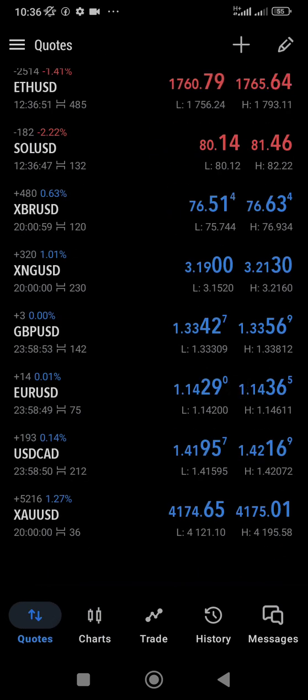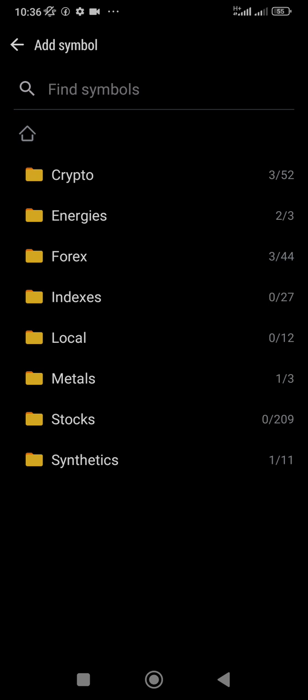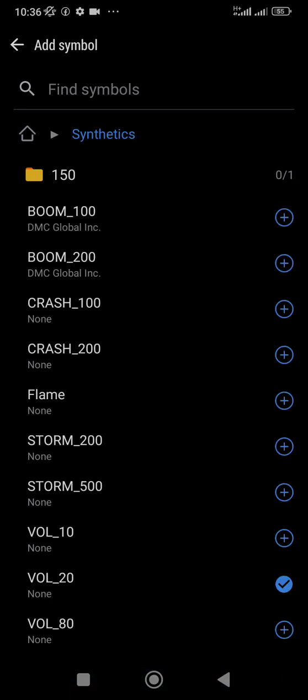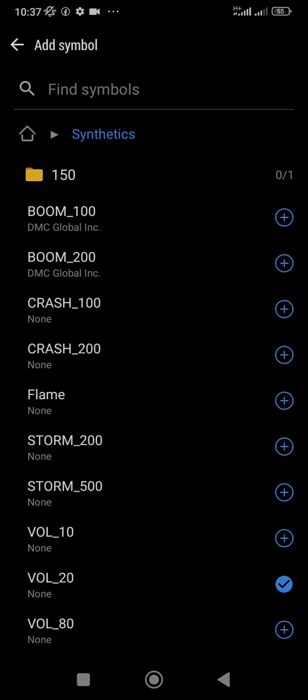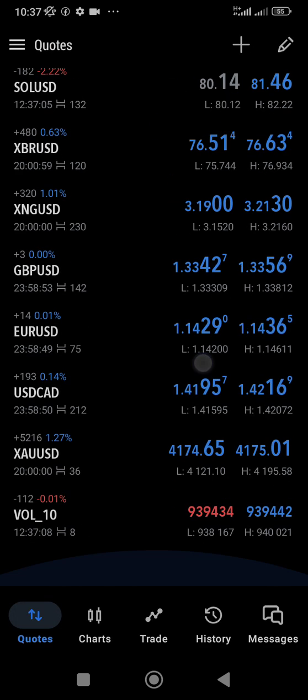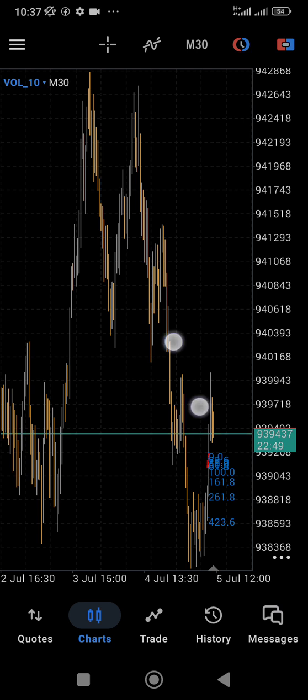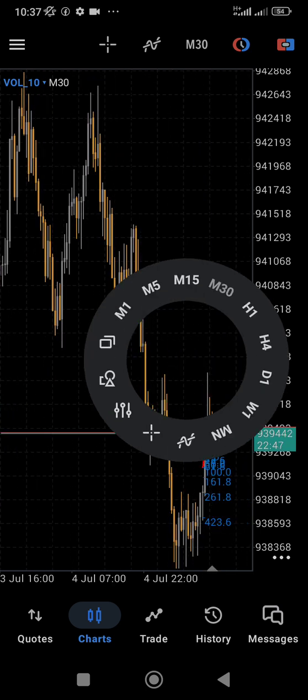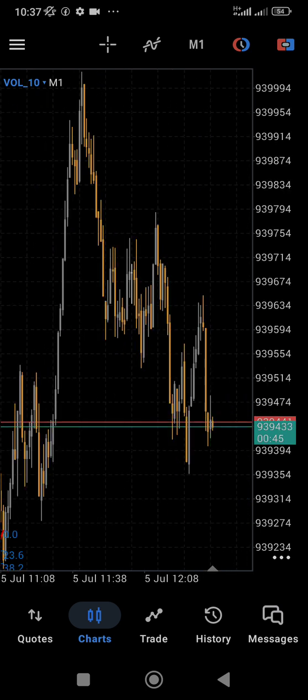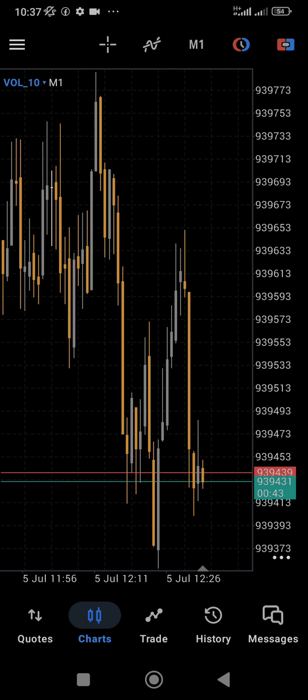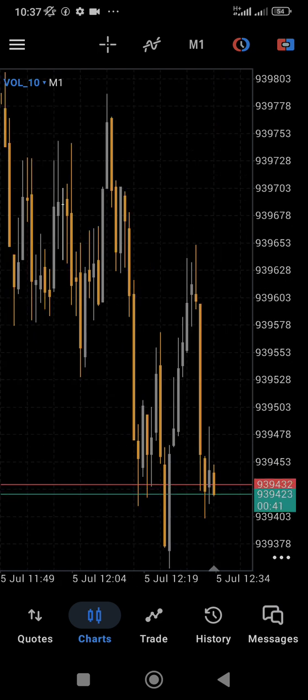So we have to click on the add button and click on Synthetic. The Synthetic indices, we have volatility 20 index already added. So we have to click on volatility 10 index so that we can see for ourselves what I mean. If you look at the volatility 10 index, it is literally opened, and as you can see, it is moving. It is moving fine back and forth. It means that the market is open. You can place a trade.